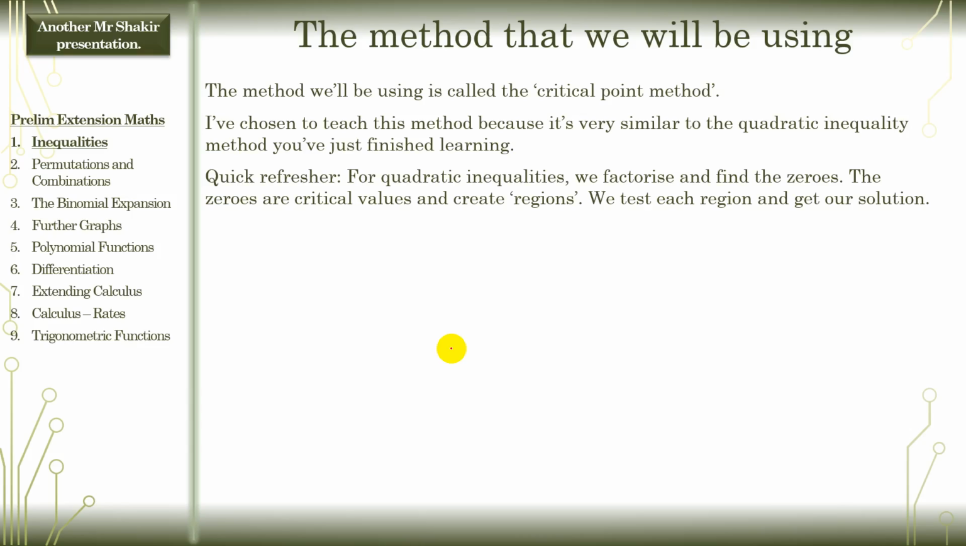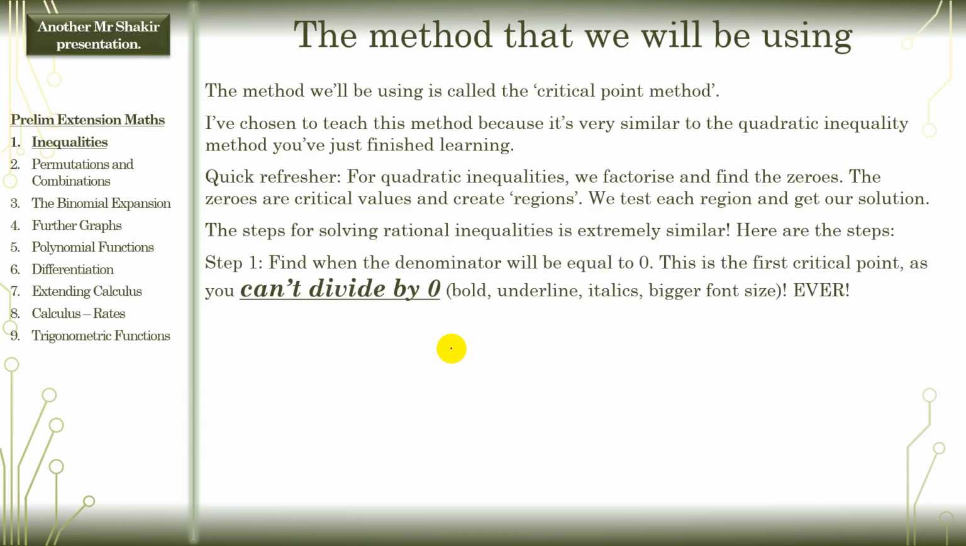So a quick refresher: for quadratic inequalities, we factorize and find the zeros. The zeros are critical values and create regions. We test each region and get our solution. And it's very similar. Steps for solving with rational inequalities, very similar. So here are the steps.